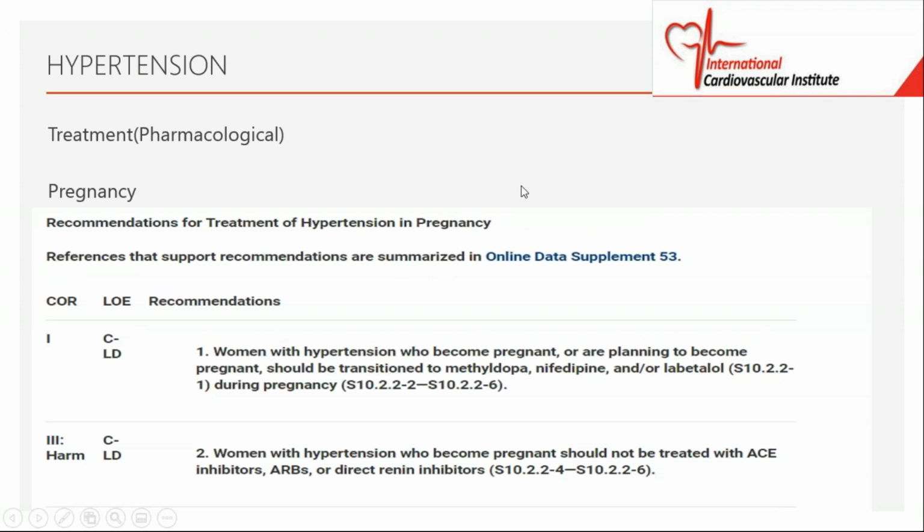Pregnancies. So pregnancy is a vexing topic because you don't have a lot of leeway. If you have someone who is hypertensive and they become pregnant, you have to transition their medicines. And you can put them on either methyldopa, nifedipine, and you can use diltiazem too, or labetalol. Okay? So you don't want to leave them on their ACE inhibitors or ARBs because that can cause problems in the pregnancy. You don't want to do that.